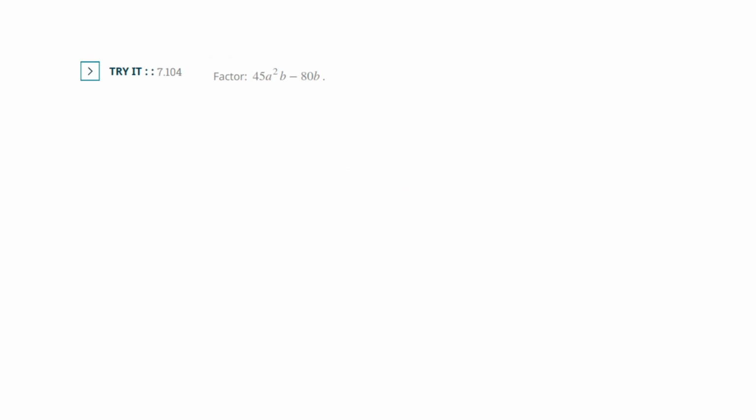Okay, pause it if you want to try. I think you can take a 5b out of there. Let's see if I'm right. Okay. Now, the reason they did that is I have square roots in the front and the back. I got the minus in the middle. And we are going to get this.